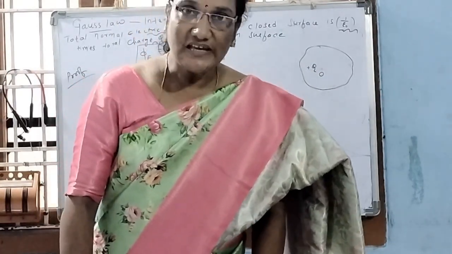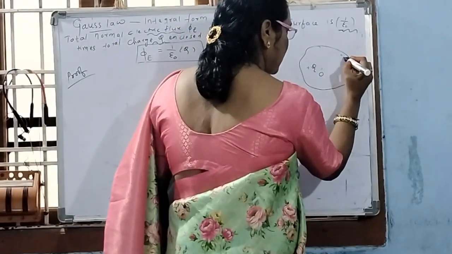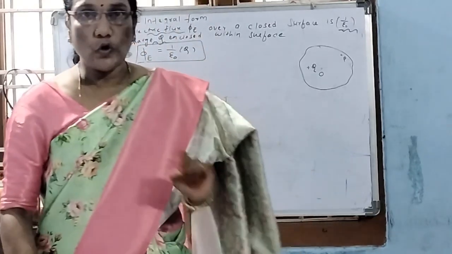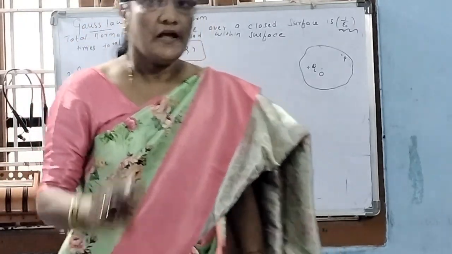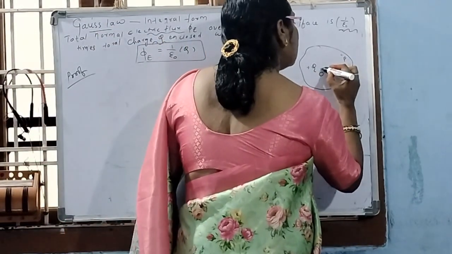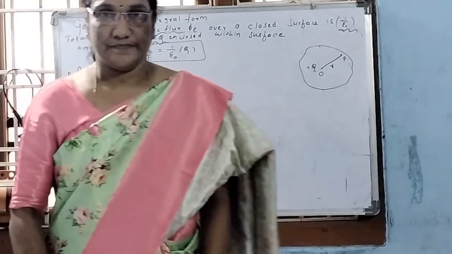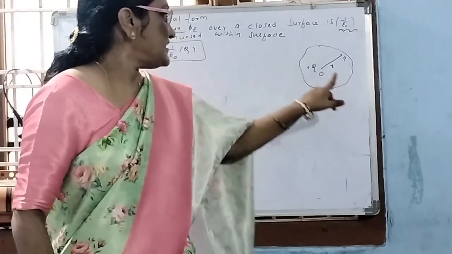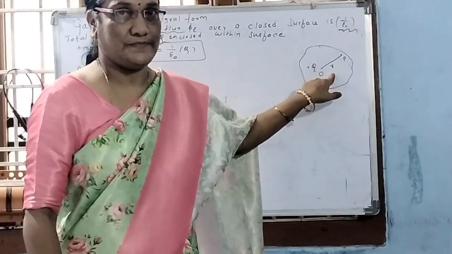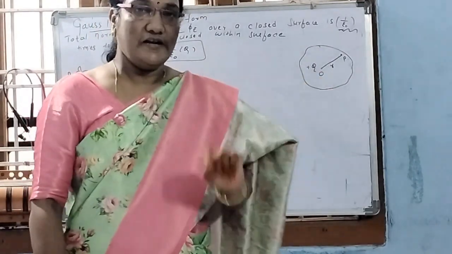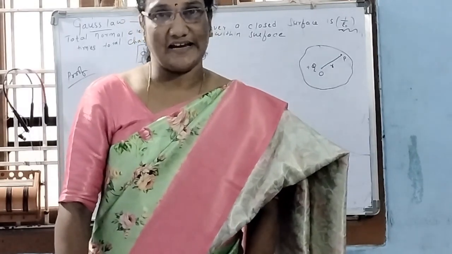Now, within this closed surface, consider a point P. This point P is at a distance r from the center of the surface. Right? Now, first, what is the electric field direction?